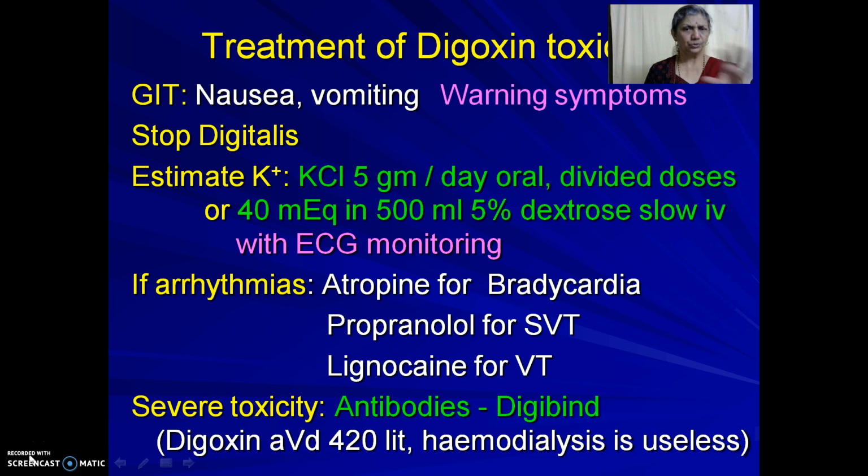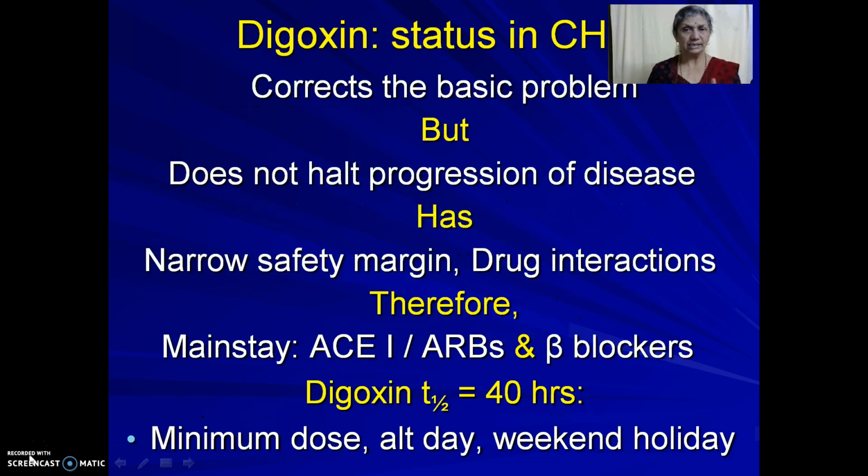So considering all these useful and adverse effects of digoxin, the narrow margin of safety, let's see what's the current status of digoxin in management of congestive heart failure. It is the only drug amongst the drugs used for chronic management which actually corrects the basic problem, that is reduced force of contraction. It increases force of contraction, but it cannot halt the progression of the disease. Also it has a narrow margin of safety and a lot of drug interactions, which can transgress the required levels and thereby either reduce the effect or cause toxicity.